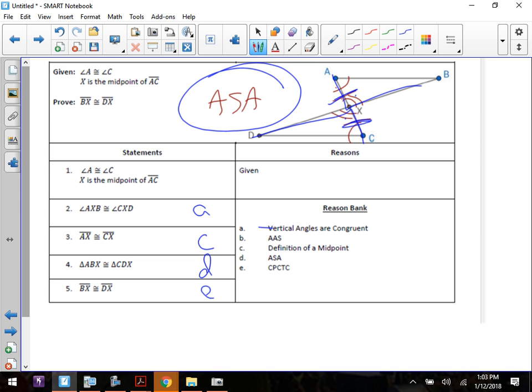Okay? Guys, this should be the easiest part of the entire test. It really should, because it's the idea of following through the flow of the problems and just filling in the blanks. Okay?